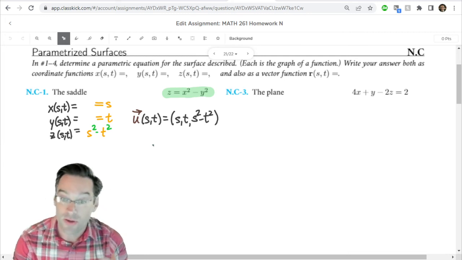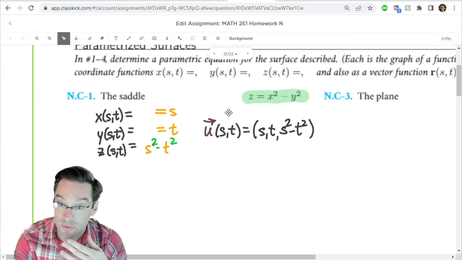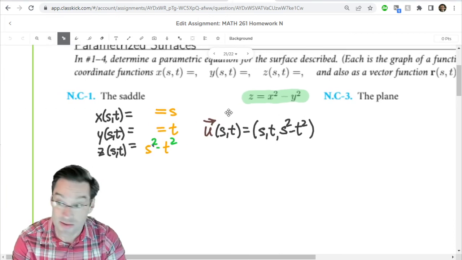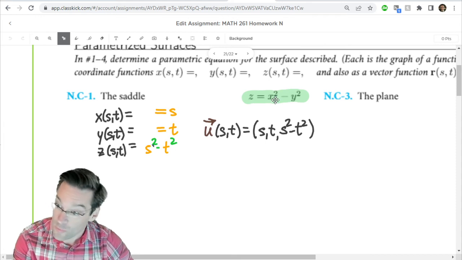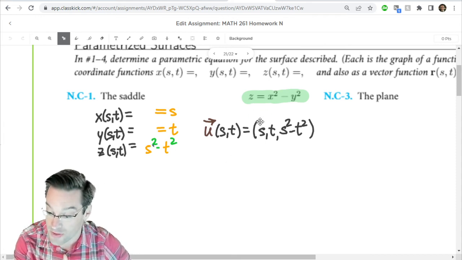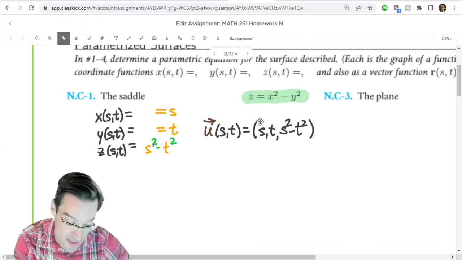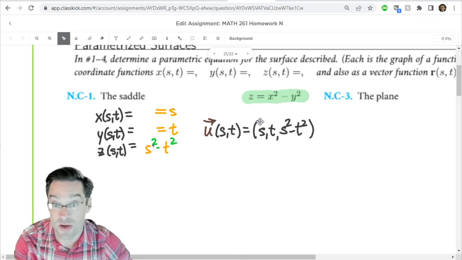So this is more or less a recipe for any time we are trying to parameterize a surface where we're understanding that surface as the graph of a function. We can just take the independent variables in my function to be the two parameters for my surface. And then the third one is just determined by the function applied to the other two.